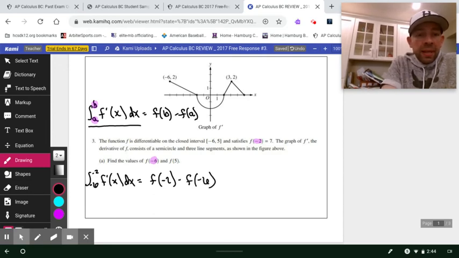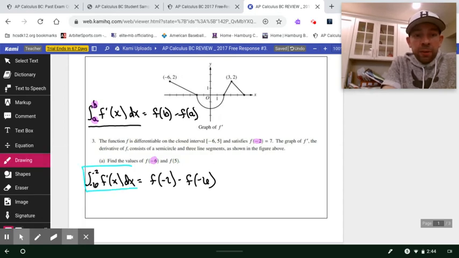Now, this definite integral also could be interpreted as measuring the area underneath the curve. So I'm going to focus on this triangle right here, which has a base of 4 and a height of 2, so the area is +4. This value right here was given to be 7. And then we've got to solve for f of -6. So I think f of -6 equals 3.